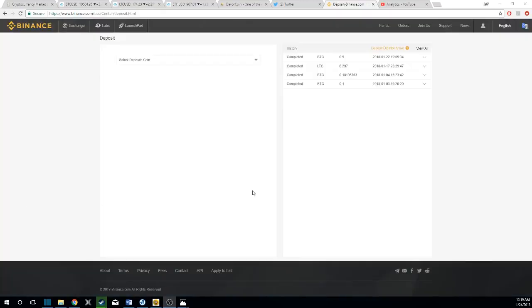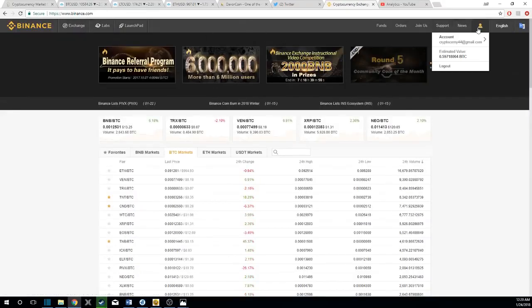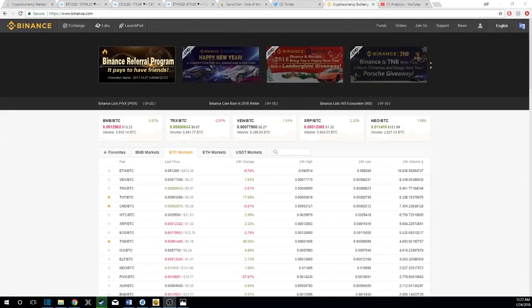And just so you guys know, there's no funny business going on here. Here's my deposit on January 22nd of 0.5 Bitcoin. I had no other previous balances. These were all withdrawn. I had nothing in here before. So like I said, we did start with 0.5 Bitcoin, and we are currently sitting at a total of 0.597 in total value.